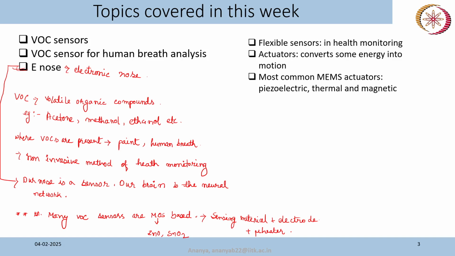Now there are a few things you should also remember: many of the flexible substrates, for example PDMS, will not sustain very high temperature. So the fabrication process or the sensor design should be such that you don't operate the sensor at a very high temperature. You don't want to use a deposition technique at a very high temperature, because the substrate will not sustain that temperature.